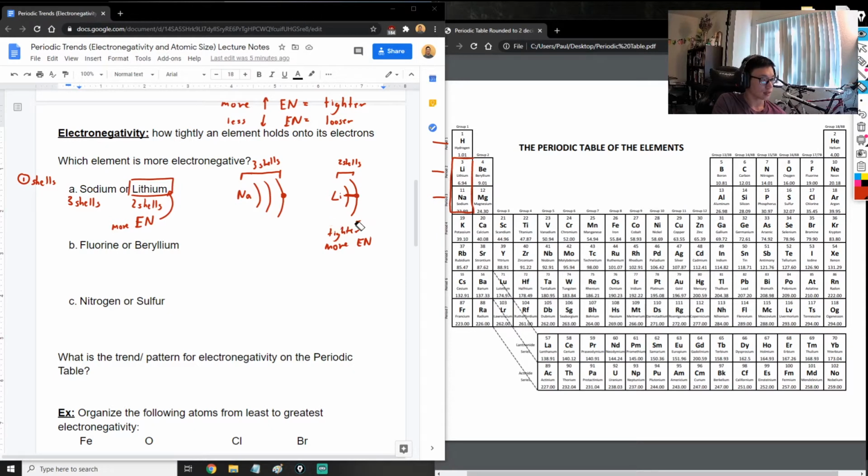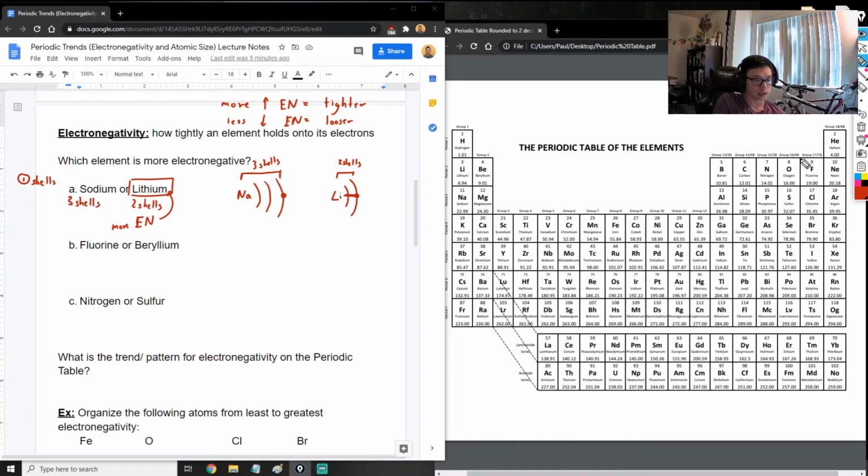Alright, so take a second to figure out how many shells the next problem has. So we have fluorine and beryllium. Try to figure out, if you need to pause the video, you can, which one holds the electrons more tightly, fluorine or beryllium.